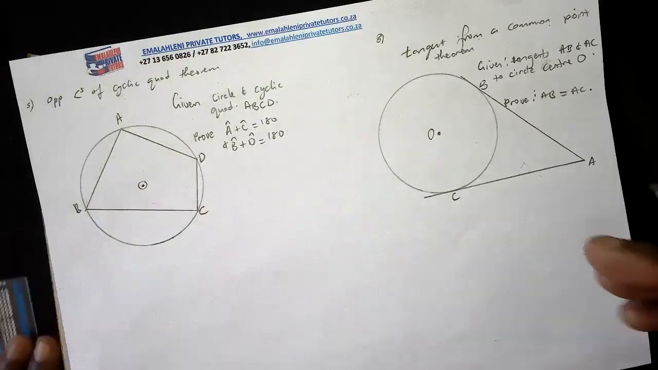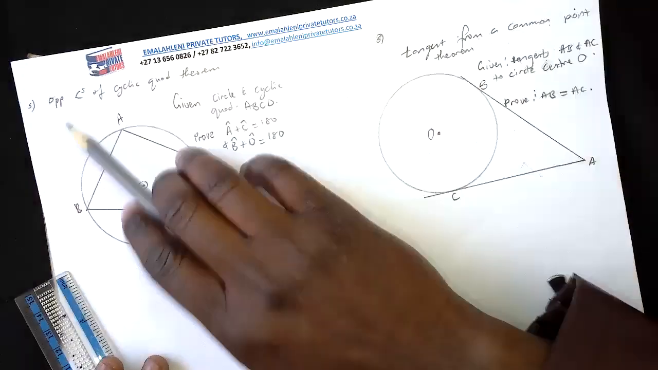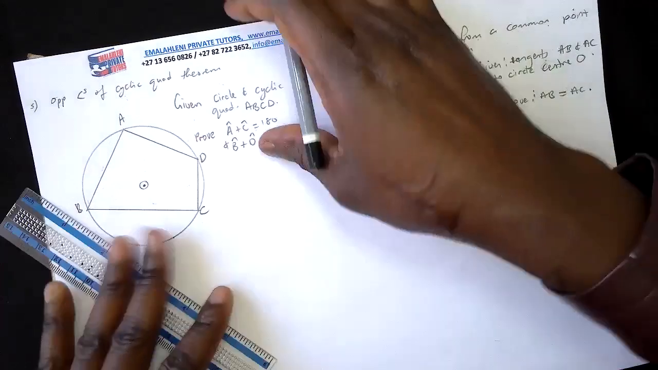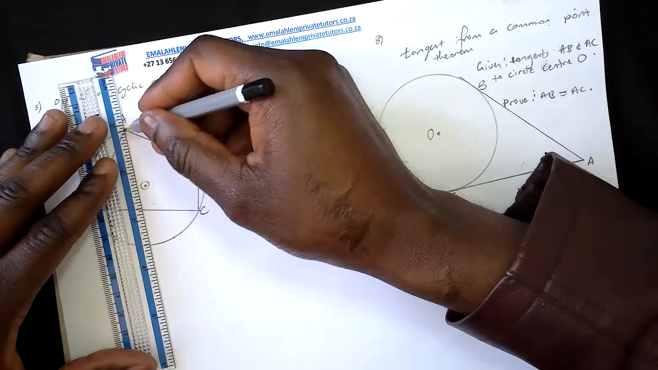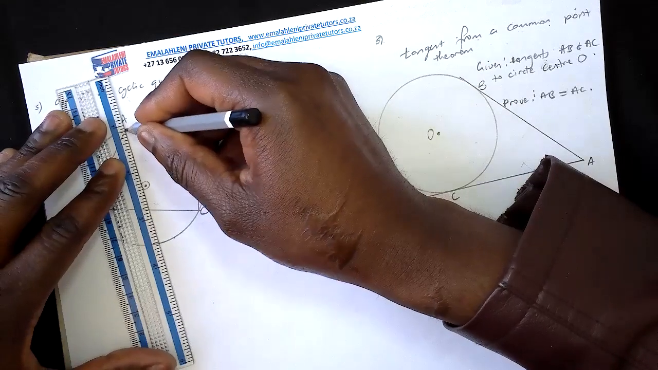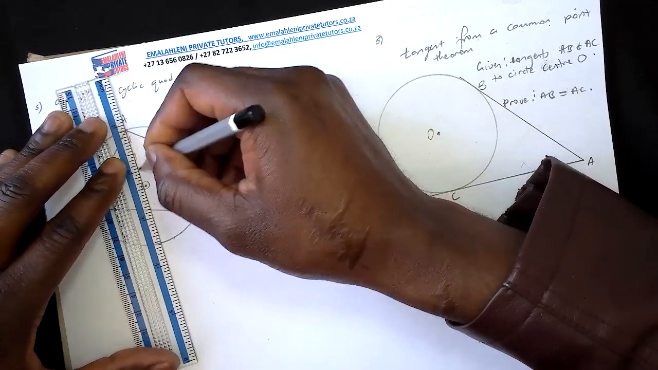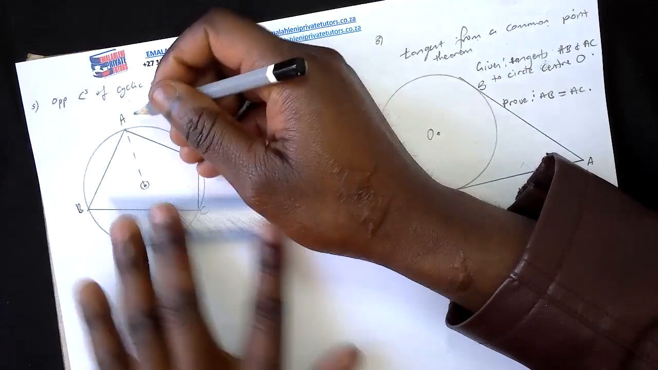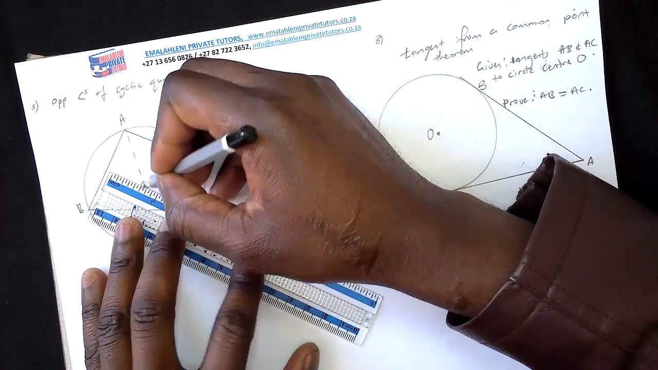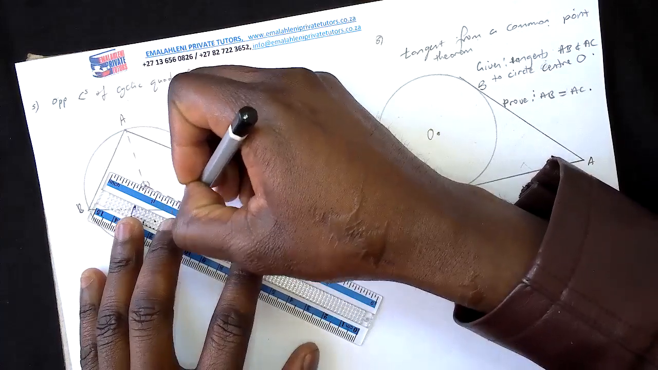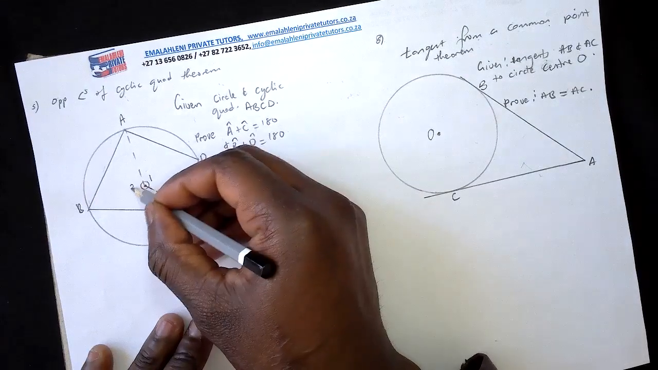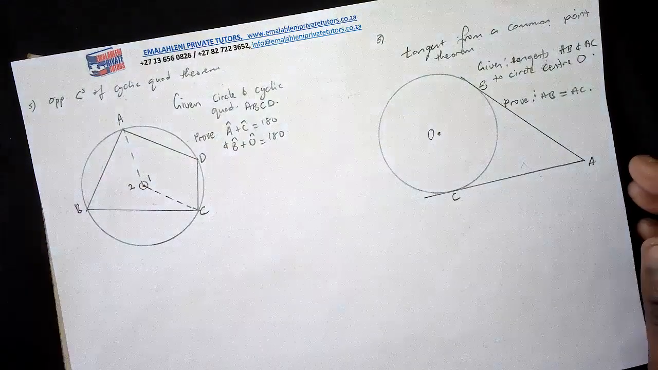Here you are going to prove that opposite angles of a cyclic quad must add up to 180. Want to prove that one? What must you construct here? You construct the line that goes to the center and touches the other side, the opposite angle. Let's call these O1 and O2.